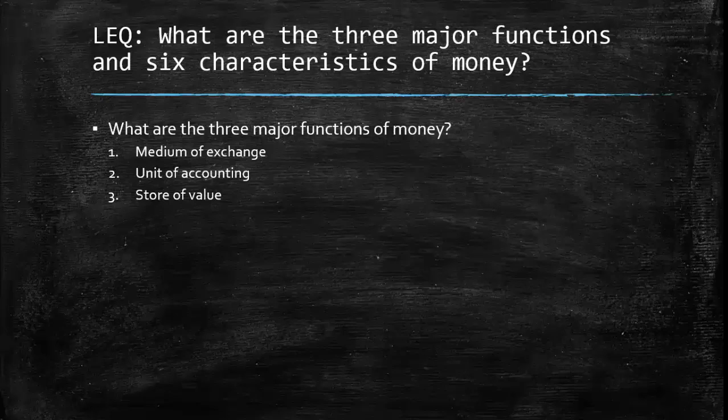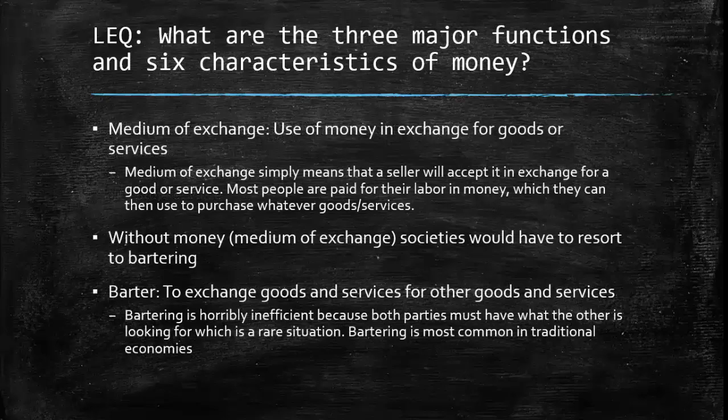All right, so what are the 3 major functions of money? And here they are, and let's get to them. So first, money is used as a medium of exchange. That's a fancy way of saying money is used to exchange for goods and services. Now, a medium of exchange is the following. It means that a seller will accept money, whether it is salt, a rock, gold, or a dollar bill, in exchange for a good or service.